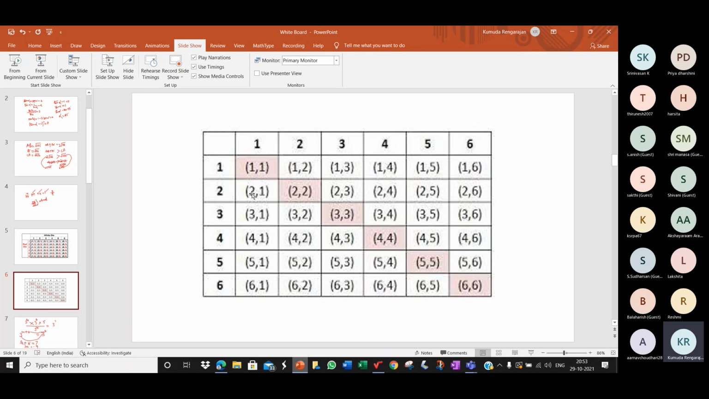That's one thing. And also what we see below and above the diagonal of doublets. We see the ordered pairs below the diagonal. Everywhere you will see that the first number is greater than the second number.